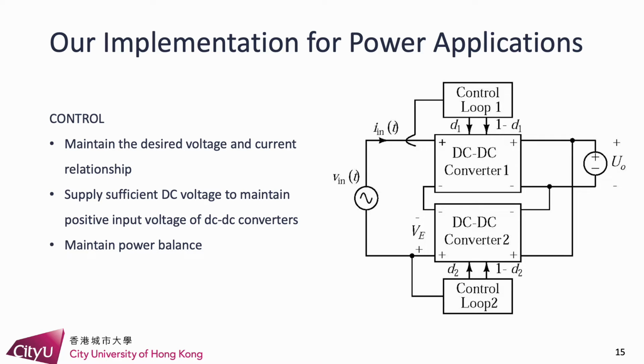In addition, a set of control circuitry will be needed and has to be very carefully designed to ensure compliance of the constitutive relationship for the negative inductance. Also, as we mentioned before, sufficient DC voltage is required to maintain a positive input for the DC-DC converter. And finally, of course, maintaining power balance is important.